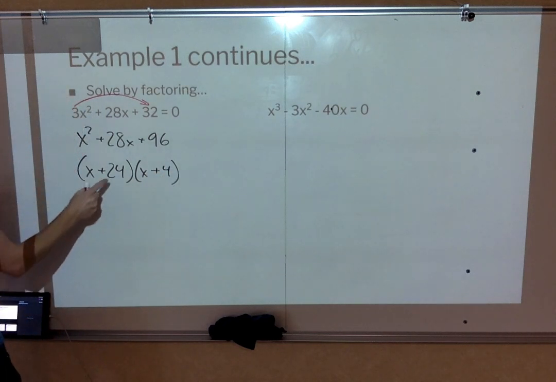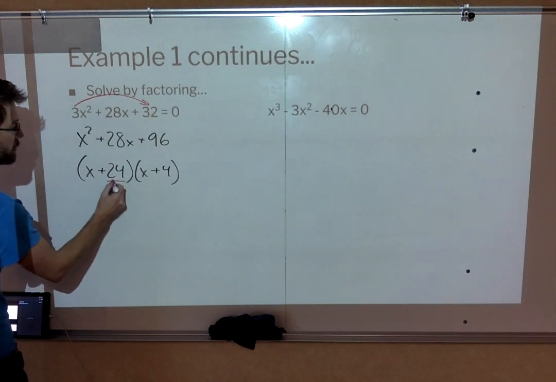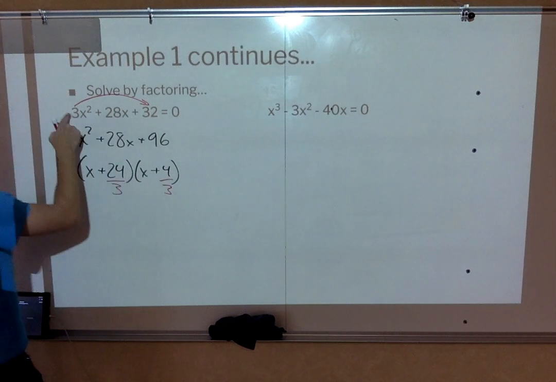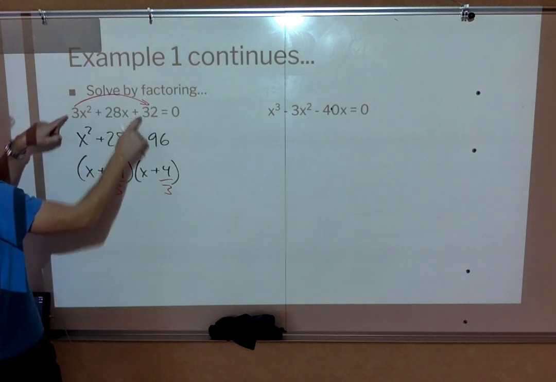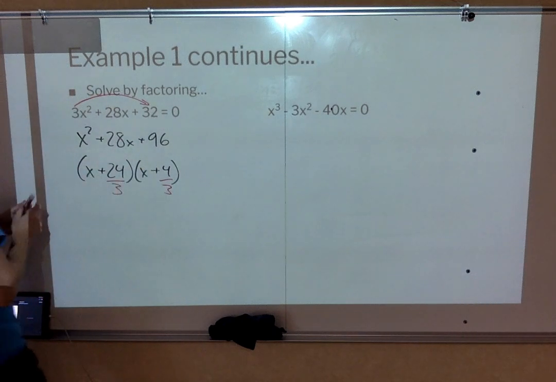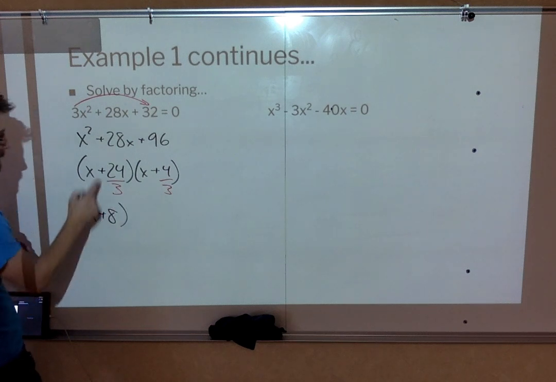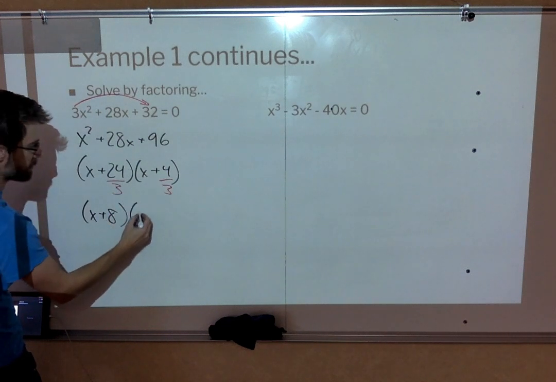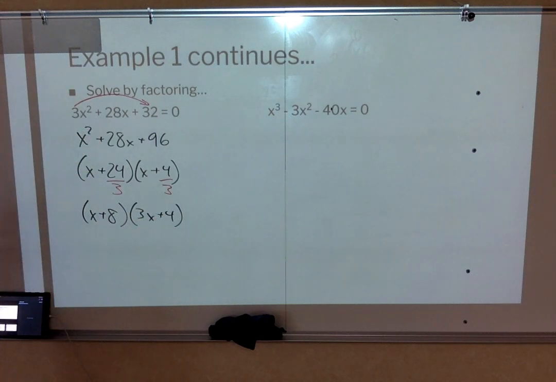Now I'm not done. The answers are not negative 24 and positive 4. I have to undo where I multiplied this 3, right? I didn't multiply 3 on both sides. I changed this equation. This is a different equation. So now I have to fix it by dividing the 3 to sort of make up for it. Okay, this one is x plus 8, 24 over 3. This one doesn't reduce, so we'll do 3x plus 4, like that.